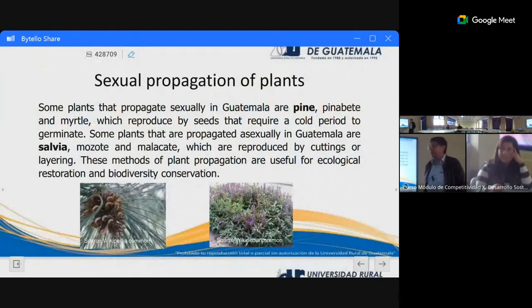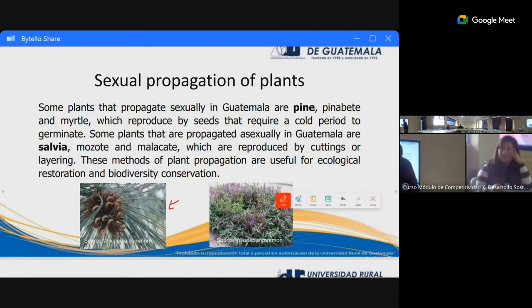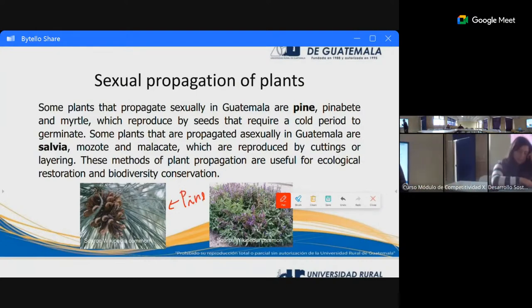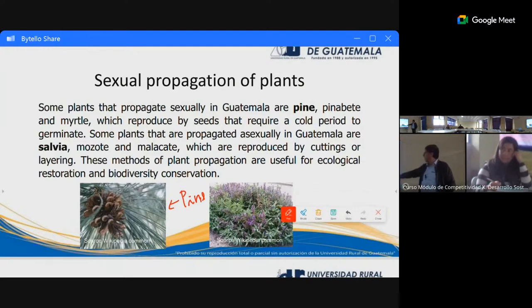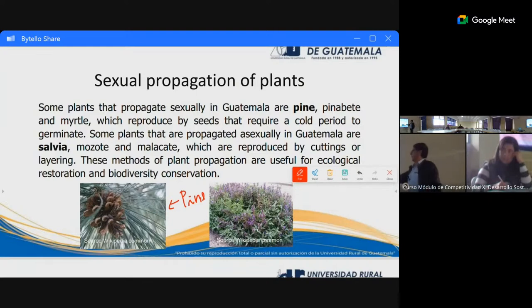Some plants that propagate sexually in Guatemala are pine. An example of pine is here. Pines are able to reproduce by sexual reproduction. And we also have another example here, which in Guatemala we call salvia. Salvia is a plant that reproduces in the asexual form. Let's continue.